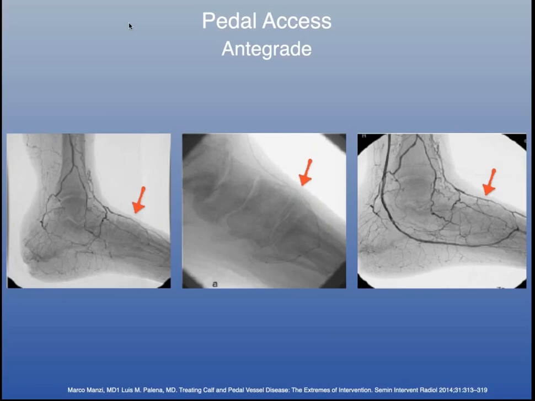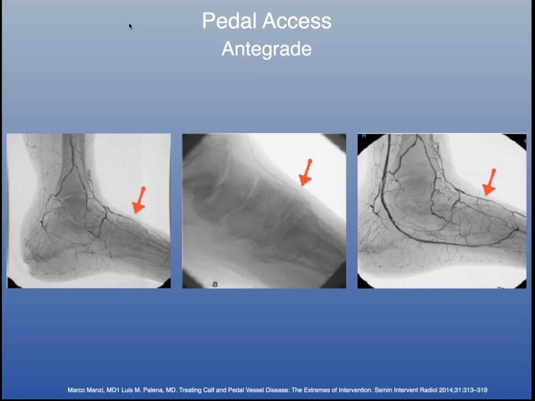But remember, we always talk about retrograde access. Everything's retrograde, retrograde. You can also do antegrade, especially in extreme CLI cases where it's extreme limb salvage and you have really no other options. This is a patient that has CLI. They're ready. At this point, they're getting an amputation. So you're basically pulling out all the stops.